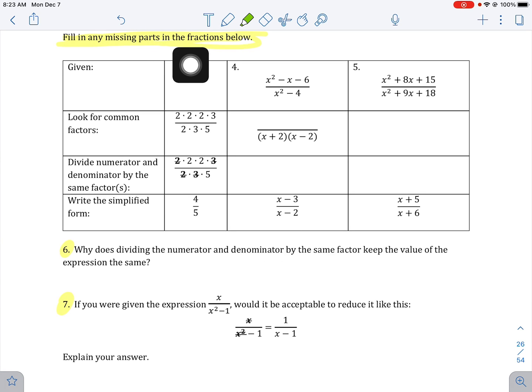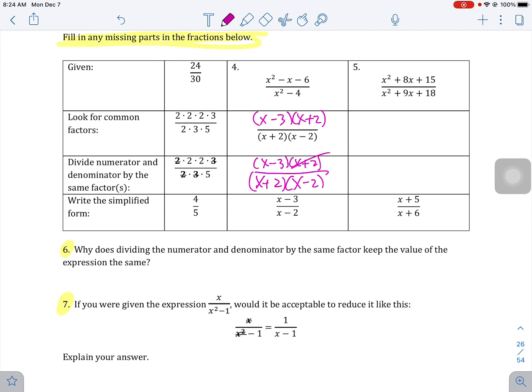Notice over here, we start with 24/30, we factor it, we cancel out, and we end up with the simplified form. Same thing here. We can factor it: x minus 3, x plus 2, and then divide the numerator. So then we can cancel out here. If you look at this, x minus 3, x plus 2, x plus 2, x minus 2, you notice that x plus 2 is a factor of both the numerator and denominator. So that divided by itself is 1, and so you've simplified it.